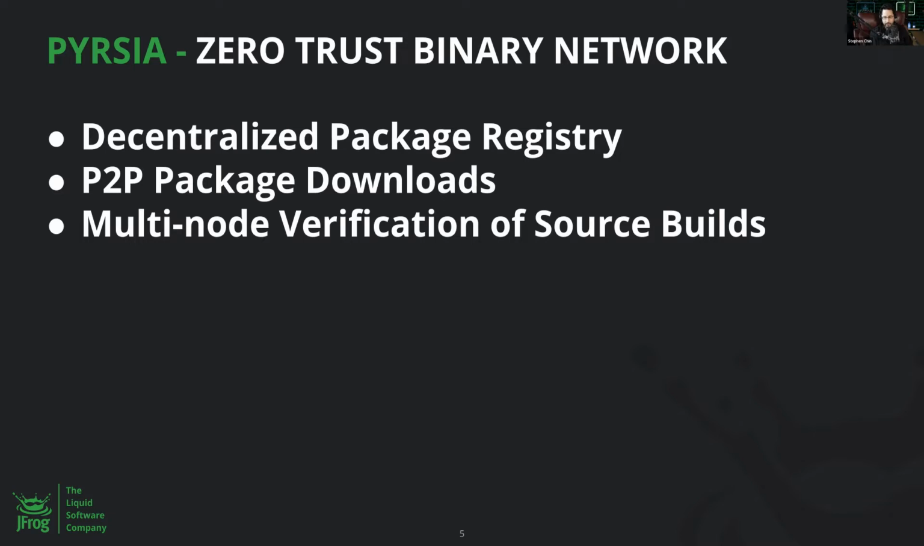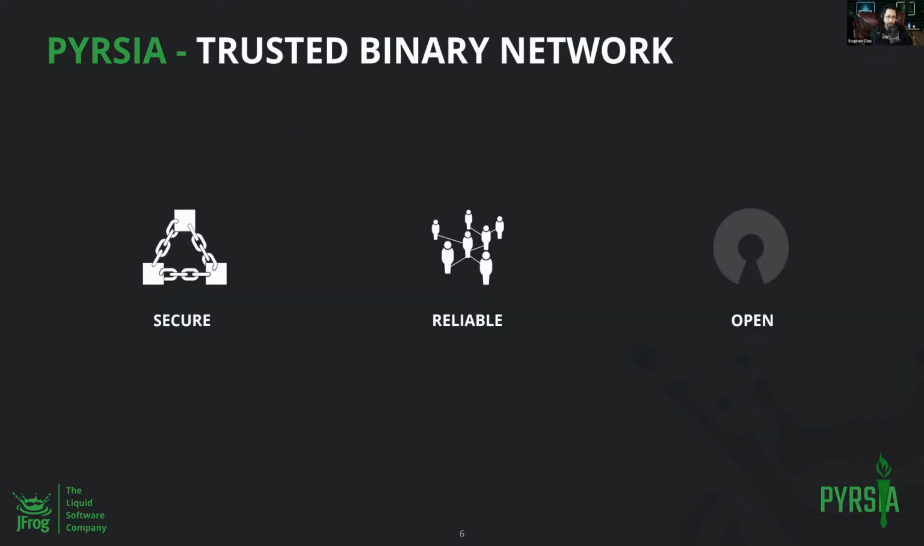And the last thing, and I think one of the most important value added features of this project, is building out multi-node verification of source builds. So we can have the same packages built on multiple nodes, verify them against each other, and then this way we give packages with a very, very high level of trust to the end consumer. And when you put this all together, we're building a network which is more secure, more reliable, and entirely open. So you have a trusted package registry which you can go to for all of your needs.